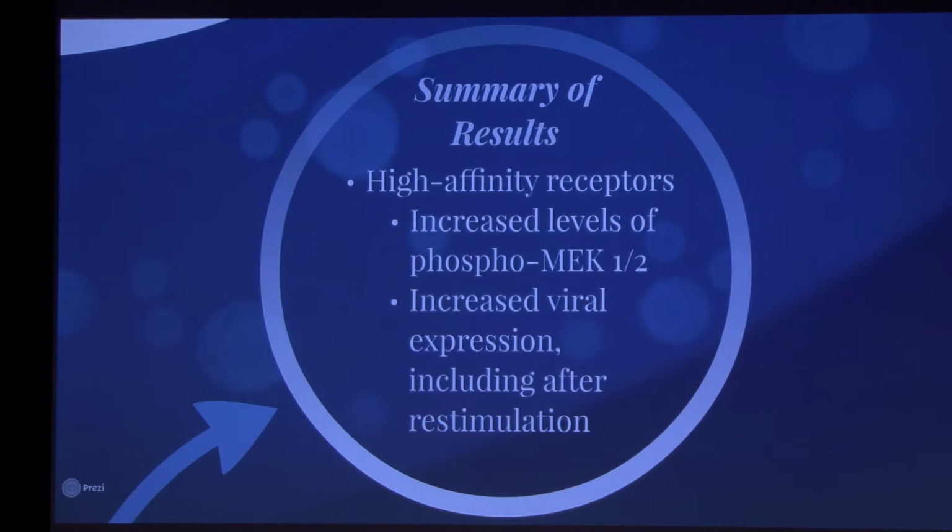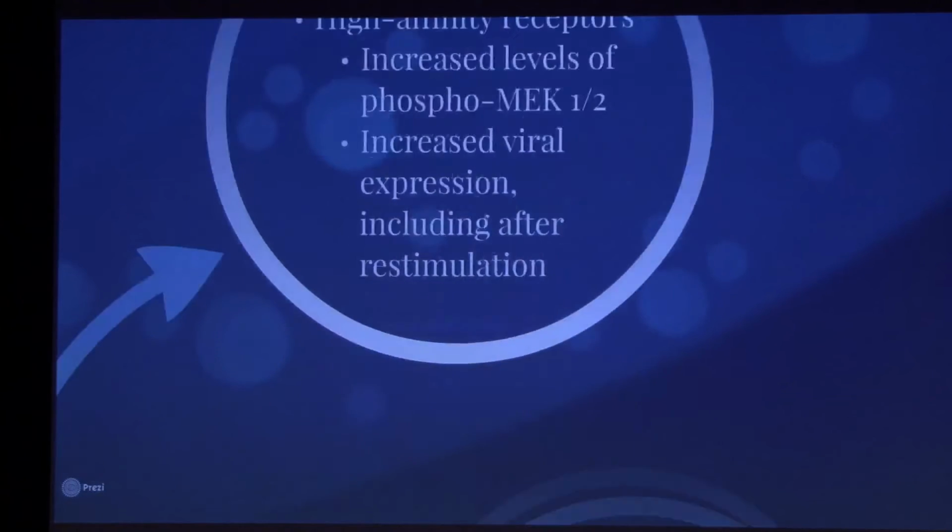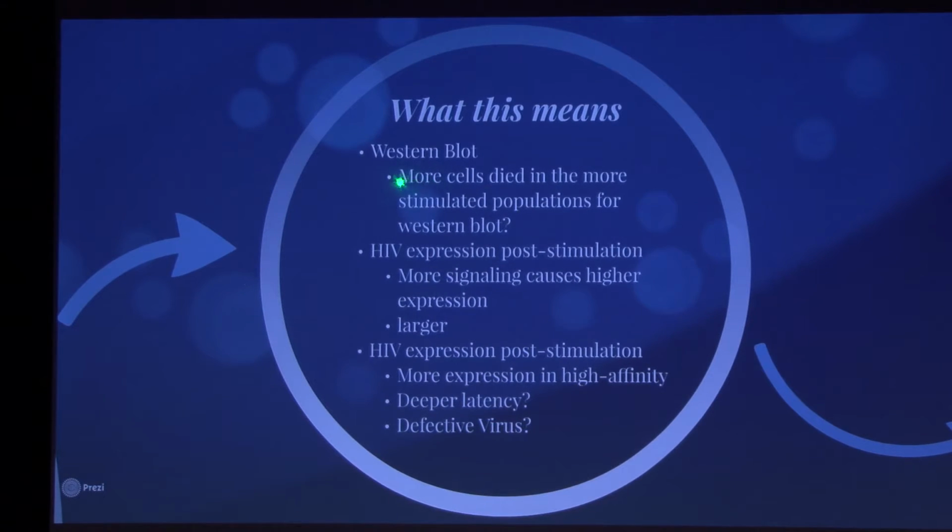So as I said before, there seem to be increased levels of phospho-MEK1/2 in the higher affinity receptors, although the data didn't necessarily show that, but it was something that we, for all intents and purposes, basically knew. And there was increased viral expression for the high affinity receptors in the regular cells and the cells that were re-stimulated. And so for the Western blot, it's possible that the cells that were very strongly stimulated just died, and that's why we didn't see as much. But again, it wasn't the most important experiment.